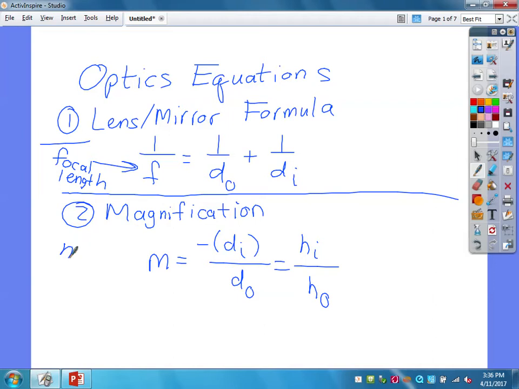There are no units for magnification because you can see we're dividing, in most of these problems, centimeters over centimeters. So distance is measured in centimeters. Height is going to be measured in centimeters. That'll be the most common unit, centimeters, for do, f, di, hi, and ho. All of them will be in centimeters generally. So these are the formulas now that you have.